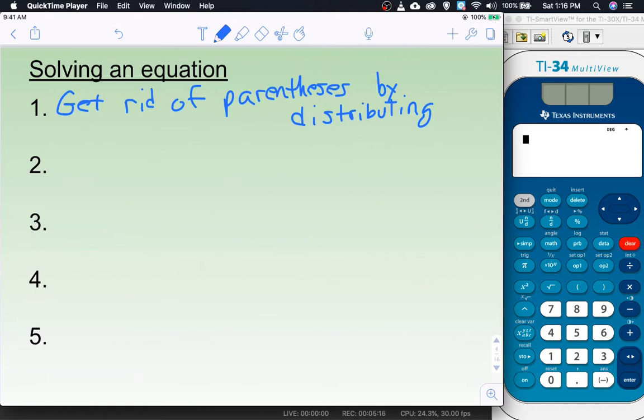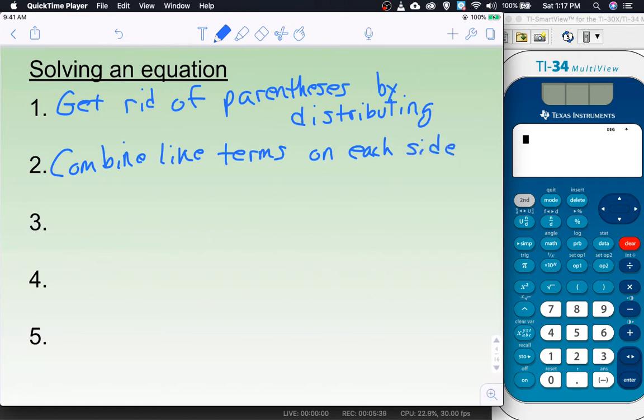After we've distributed and we get rid of our parentheses, our second step is going to be to combine like terms on each side of the equal sign. On each side.